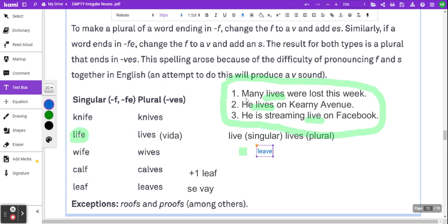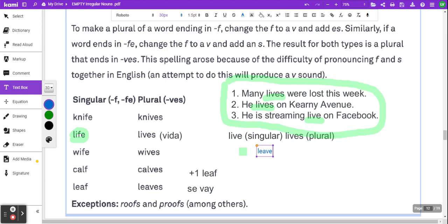So, number 1. Many lives were lost this week. ¿Qué están diciendo? Many lives were lost this week. Esto sería algo que escuchen en el noticiero. So muchas vidas se perdieron esta semana. Many lives were lost this week.